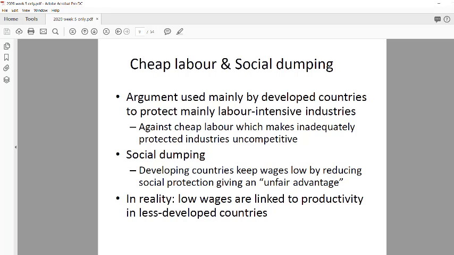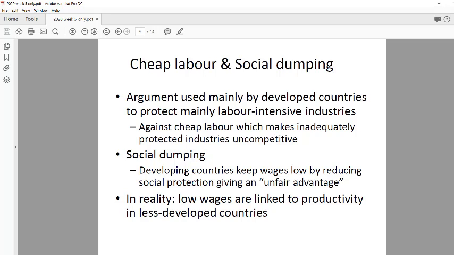And then we go on to the other idea of cheap labor and social dumping, as reasons for protectionism. This idea is coming from developed countries. They are saying, well, developing countries have very cheap labor and we can't compete with this. So we want to impose a tariff on these products which have this cheap labor in order for us to compete. This is the argument. What is the reality of this matter? I usually pause here because I'm waiting for someone to answer me.